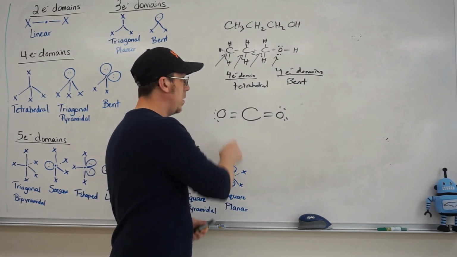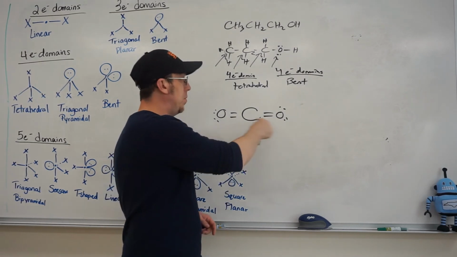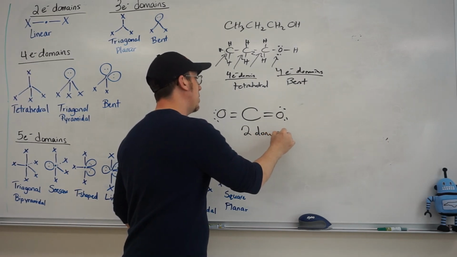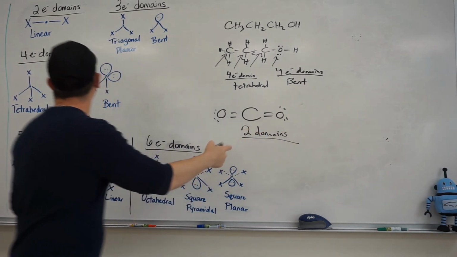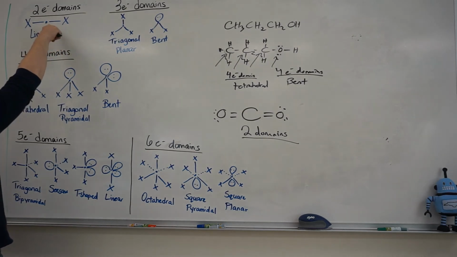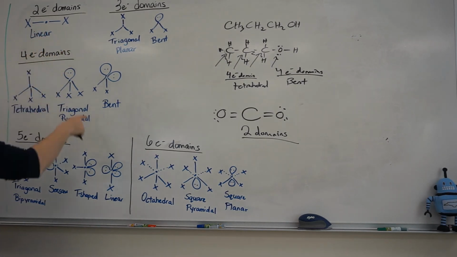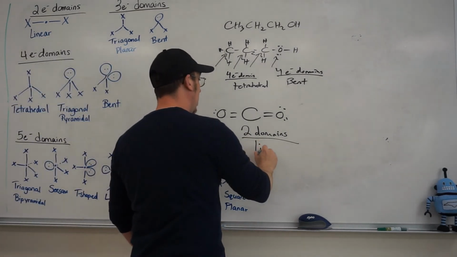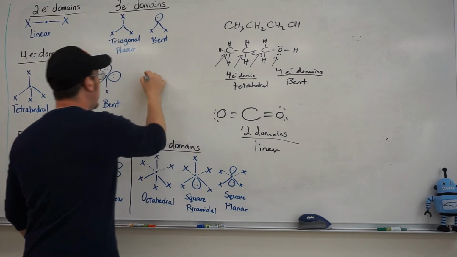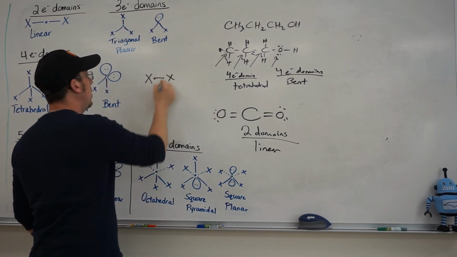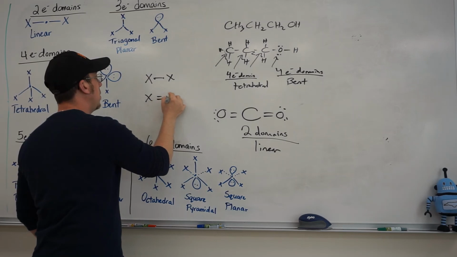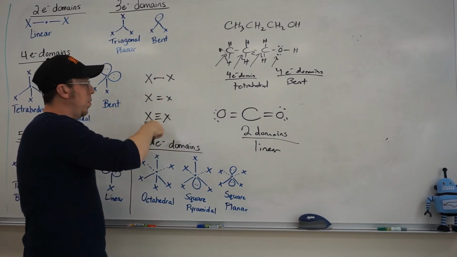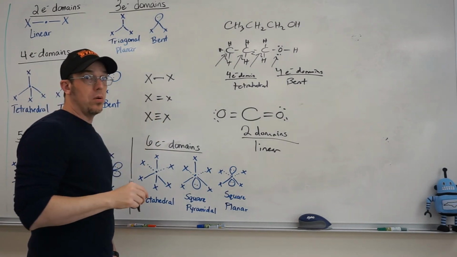That means that if you have CO2, you have 2 double bonds. That means that you only have 2 domains for CO2. So that's the difference of the structure being linear versus something else. In this particular example, CO2 is a linear structure. So anytime you have, again, a single bond, a double bond, or a triple bond, these only count as 1 domain. They do not count as multiple domains.